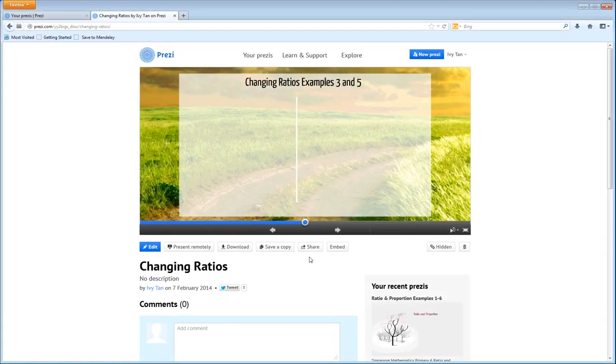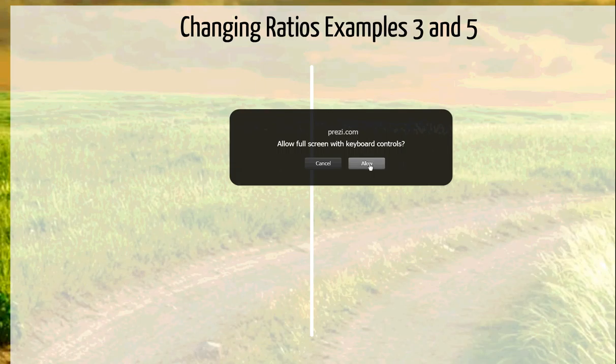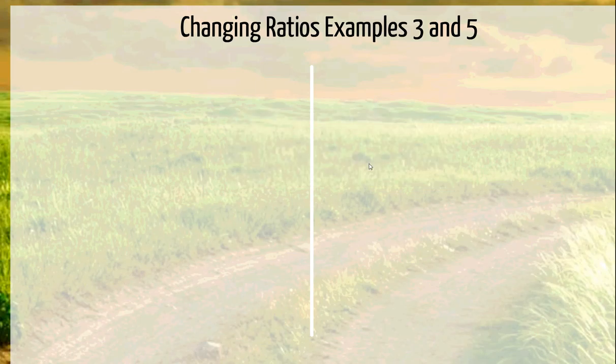We're going to look at two examples on changing ratios. These examples are taken from the Primary 6 Math textbook.